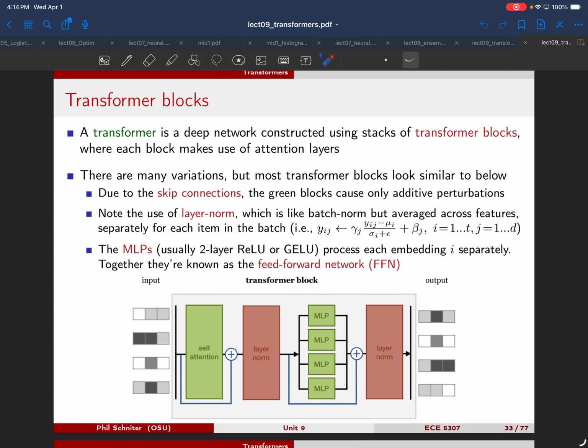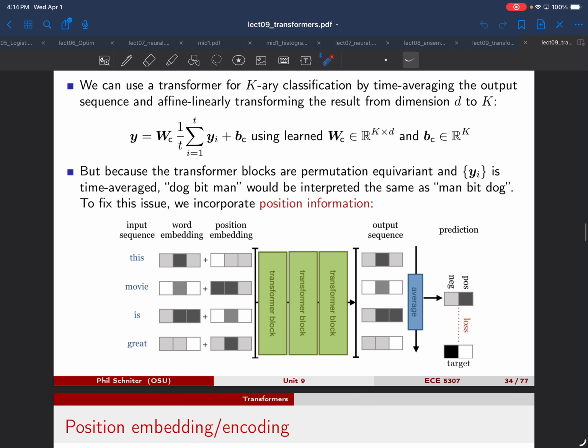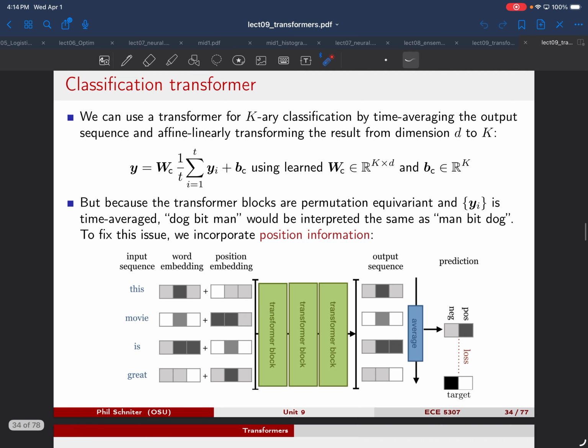And so each of these MLPs will process one of the input elements, or I guess whatever comes out here. Each of those outputs at this point is processed by one MLP. Okay, so that's the transformer block. And then we stack these blocks together to make a transformer. And then we can use it for different things, like we talked about.